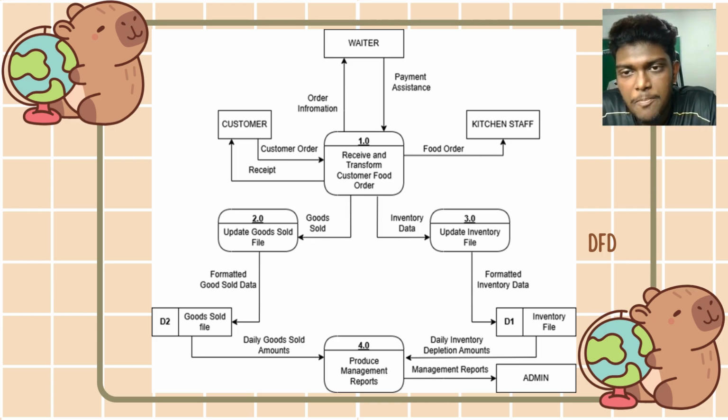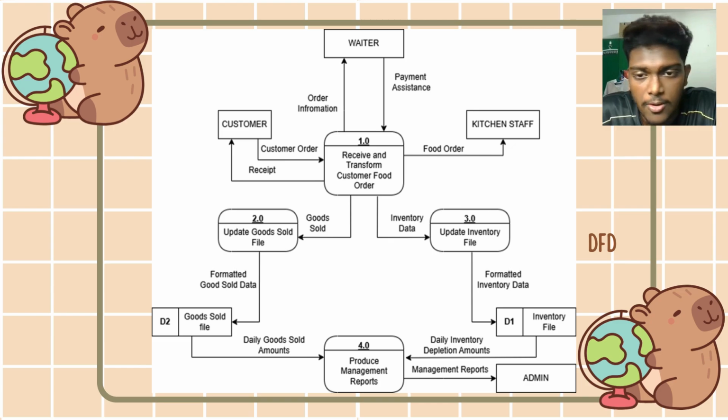So the key processes that I'm about to explain: process 1.0, which is receive and transform customer food order, a process that receives orders, confirms with the customers on their orders, and also sends the order info to the kitchen and waiter. The next process is 2.0, which is update goods sold file. This process is important as it records each sale to track business performance.